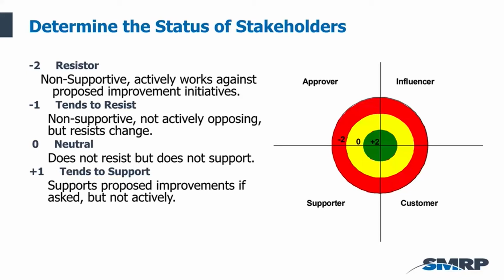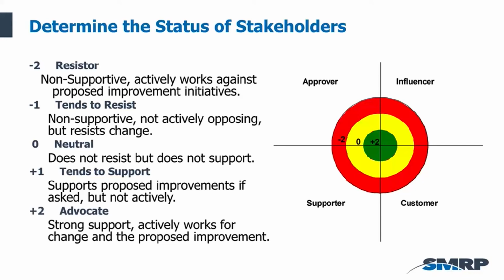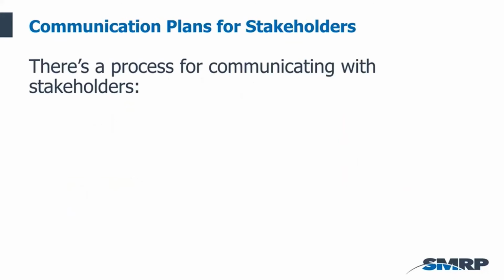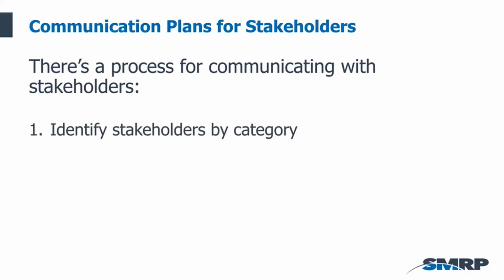A +1 tends to support. They support the proposed improvements, and if asked, they'll support it, but they're not actively doing it on their own. And then an advocate is a +2. They strongly support what we're after, and they actively work for change and the proposed improvements. Once we have this, we can then determine those resistors and those that tend to resist. What's the best way to convince them, communicate with them, remove them as barriers to move them to neutral or to the +1 or +2 category?